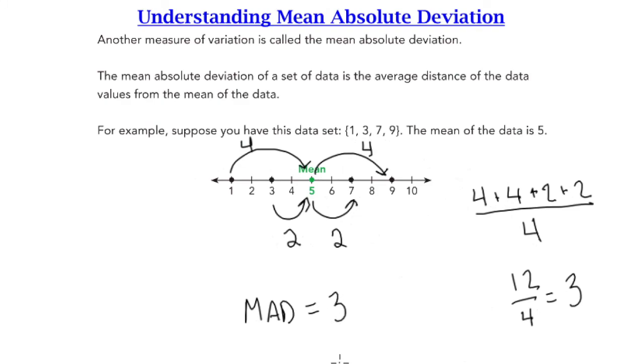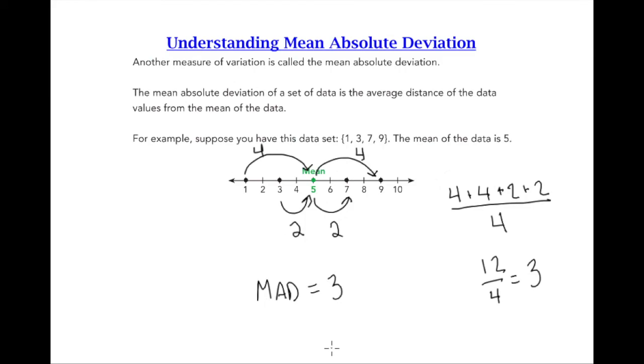What this is saying is that on average, each piece of data is 3 units away from the mean. The smaller the mean absolute deviation, the closer the data set is going to be together. The bigger the mean absolute deviation, the more widespread your data is going to be. So again, this is just another way of looking at variation or how widespread data is.